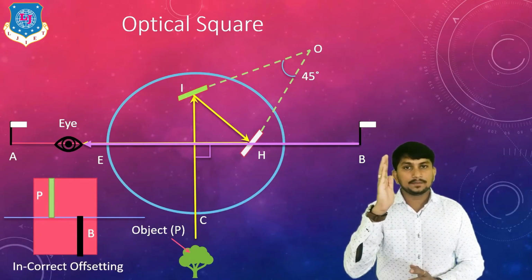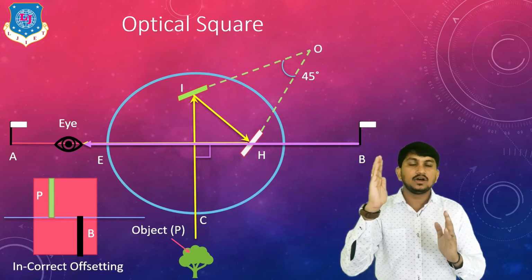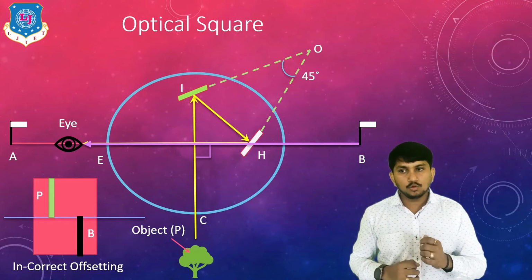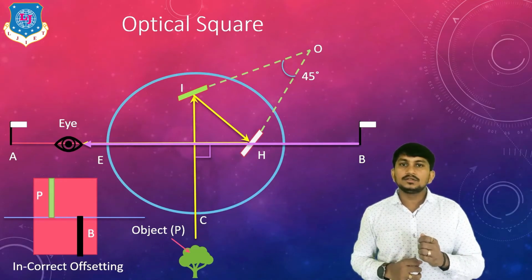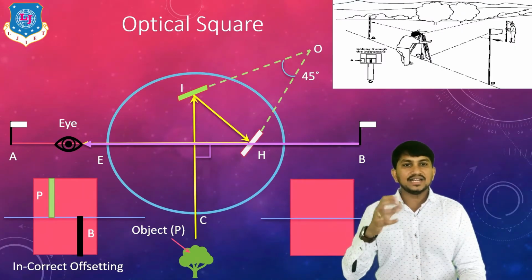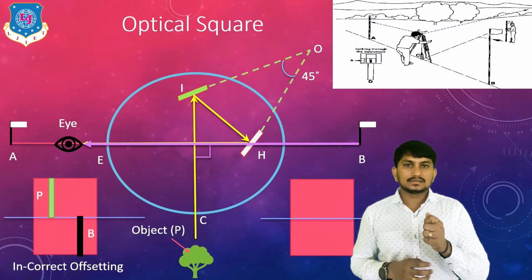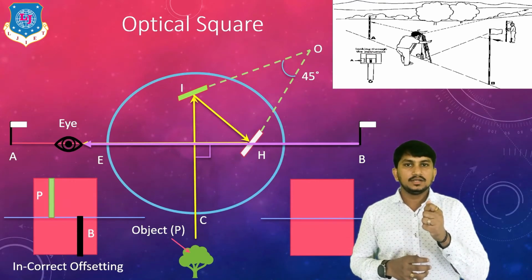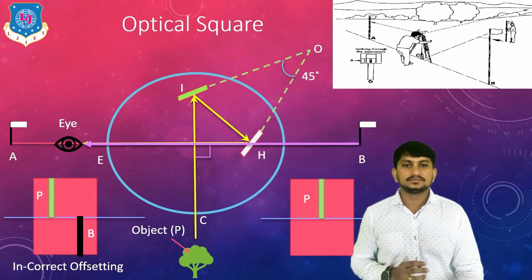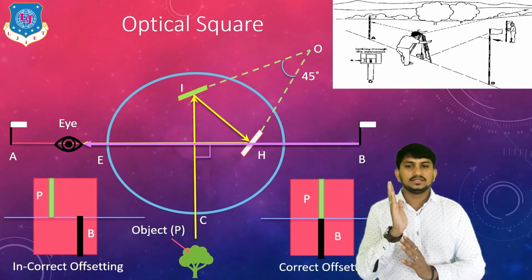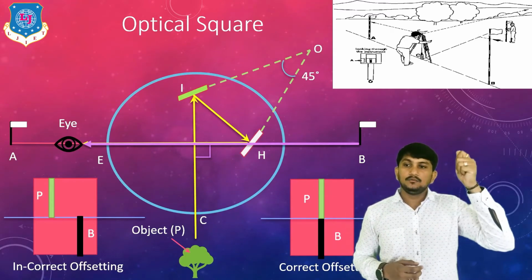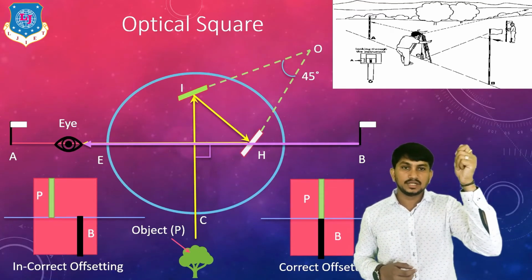If the object P and station B are not in one line, it is called incorrect ranging. We have to move up and down on the chain line with the optical square in our hand. For correct ranging, we have to fix our position so that the station at P and the ranging rod at B will be in one line like this. And this is called the correct offset. It is usually done by moving with the instrument left or right on the chain line.